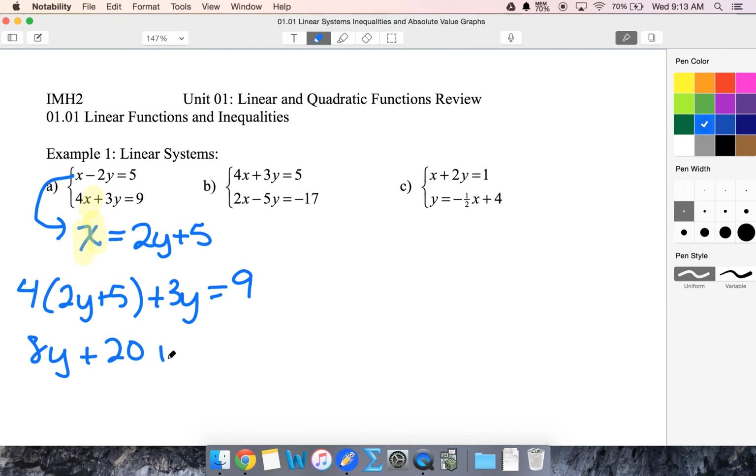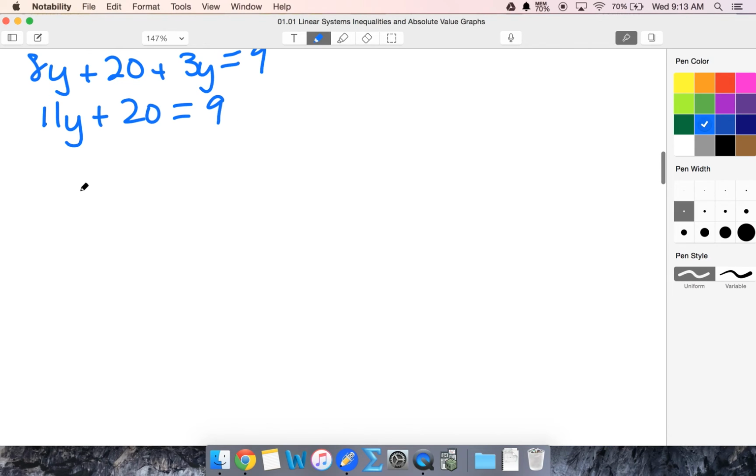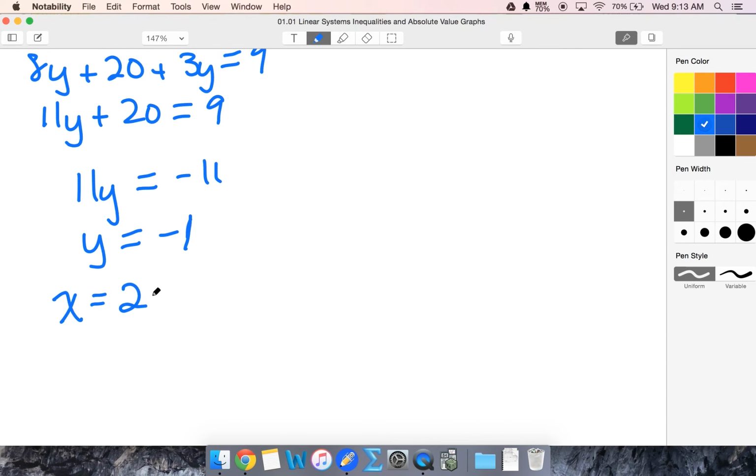8y plus 20 plus 3y is 9. 11y plus 20 is 9. Subtract the 20 to the other side. 11y is equal to negative 11. That of course means that y must be negative 1. Now that I know what my y is, it's super easy to find my x because I know that x is equivalent to 2y plus 5, which must mean that x is the same as 3. 2 times negative 1 plus 5 is 3.